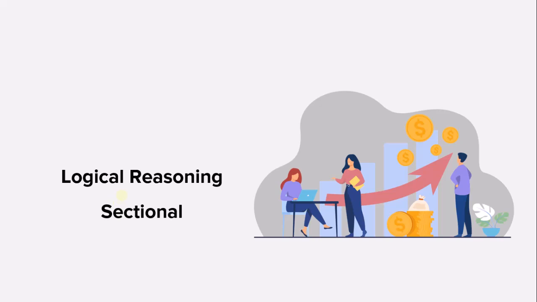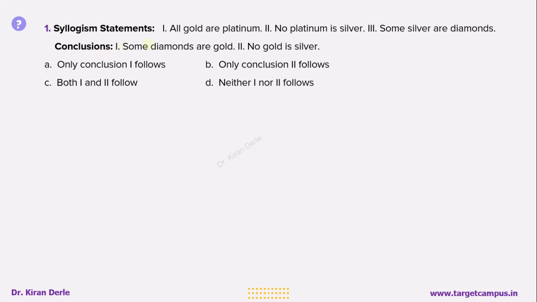So let's do questions on the logical reasoning section. We have 3 statements given and 2 conclusions here. We have to tell which one is definitely true, or if both of them are true, or if none of them are true, right? Like this. So let's do this.